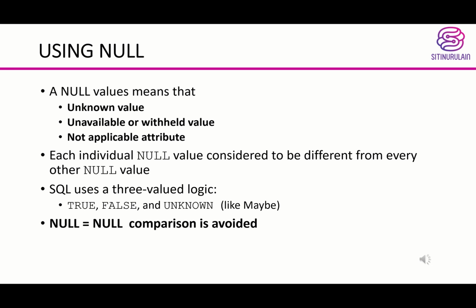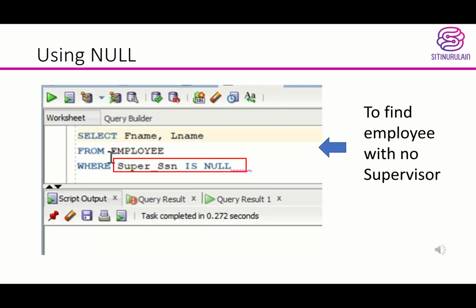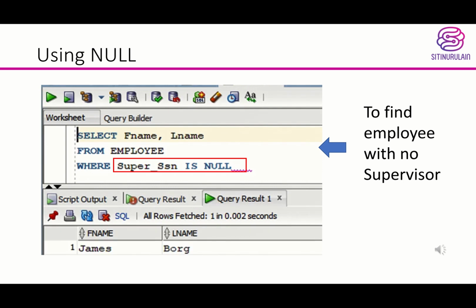Let's get started with using null in query. A null value means an unknown value, an unavailable or withheld value, or a not applicable attribute. Each individual null value is considered to be different from every other null value. SQL uses a 3-valued logic: true, false, and unknown, like maybe. Null equals null comparison is avoided. This is an example of a query to find employees with no supervisor.